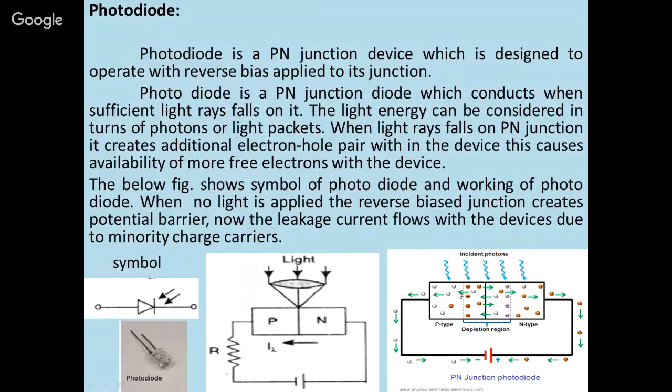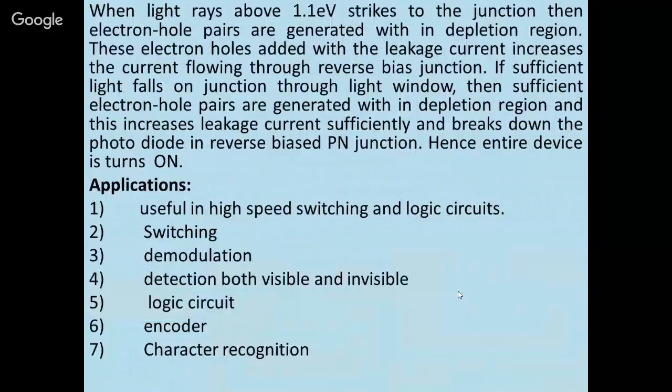A photodiode is a PN junction diode which conducts when sufficient light falls on it. The light energy can be considered in terms of photons or light packets. When light rays fall on the PN junction, they create additional electron-hole pairs within the device. This causes the availability of more free electrons within the device. The figure below shows the symbol of the photodiode and the working of the photodiode. When no light is applied, the reverse bias junction creates a potential barrier. Now the leakage current flows within the device due to the minority charge carriers.